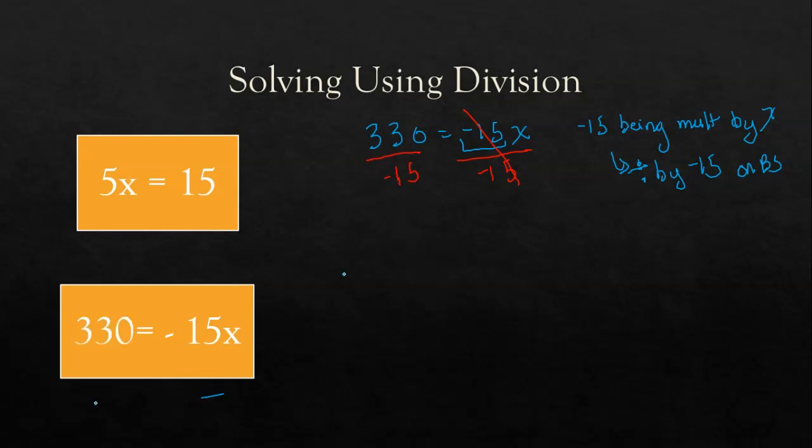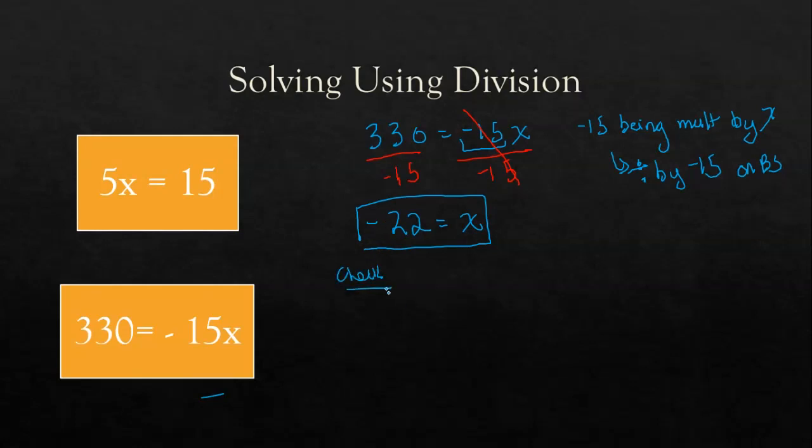And then in my calculator, I can take 330 and divide it by -15. So make sure you're using -15. So that's going to give me -22 is equal to x. Because there's nothing else happening to my x, it's all by itself, which is what I wanted, I'm done.